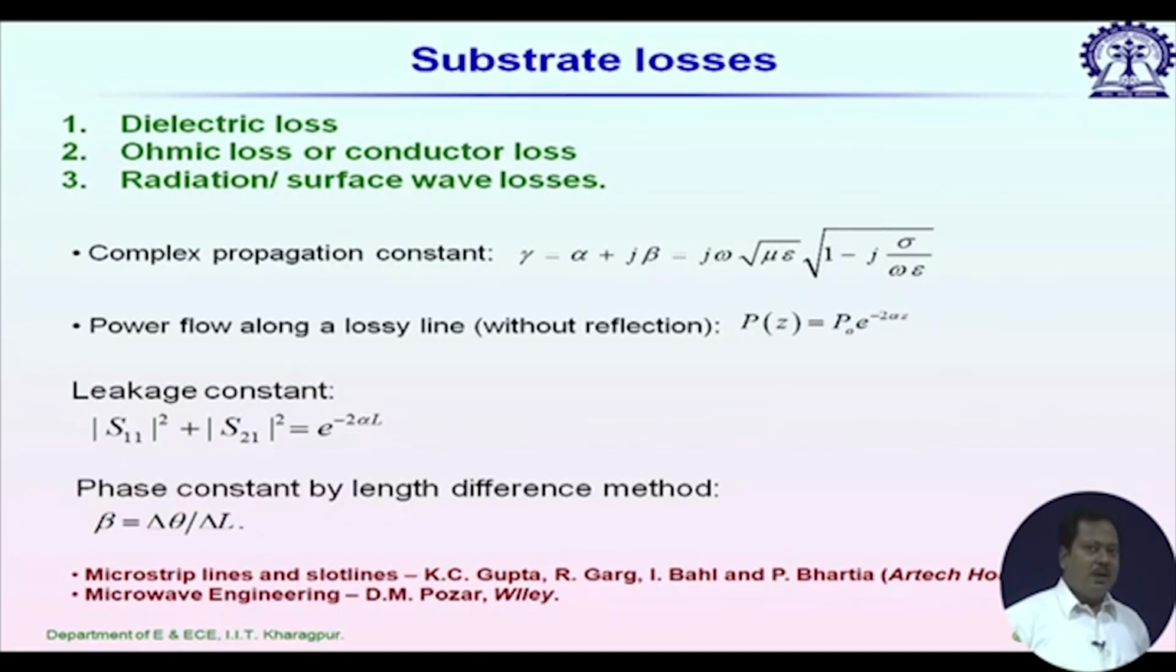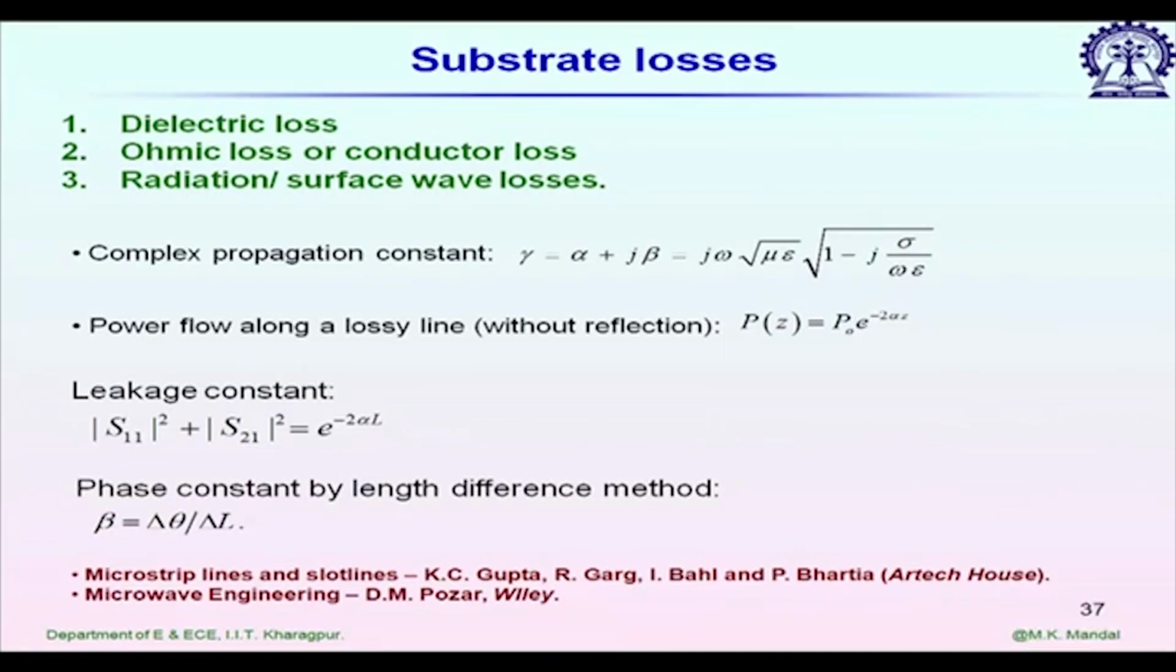Beta is given approximately by twice pi by lambda g. For any given medium, if we know the mu, epsilon and sigma values, then we can easily calculate the alpha value and beta value of that medium. Now, the power flow along a lossy line, let us say along the line we do not have any reflection, P z is P naught into e to the power minus twice alpha z. We have a factor of 2 since we are considering power and not the electric field.